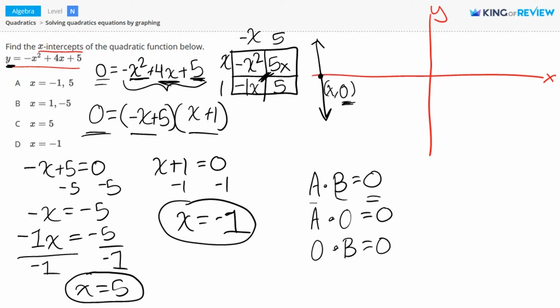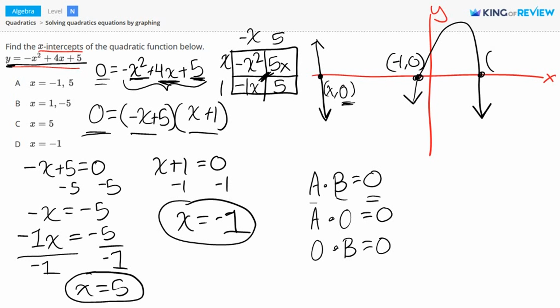Now let's picture this. If we were to graph this equation here, y equals negative x squared plus 4x plus 5, it will look something like this. So where are the x-intercepts? Well, we have two. There's one right here and one right here. And we've already solved for these x values. So we have one at -1, 0, and we have one at 5, 0. So it has two x-intercepts.